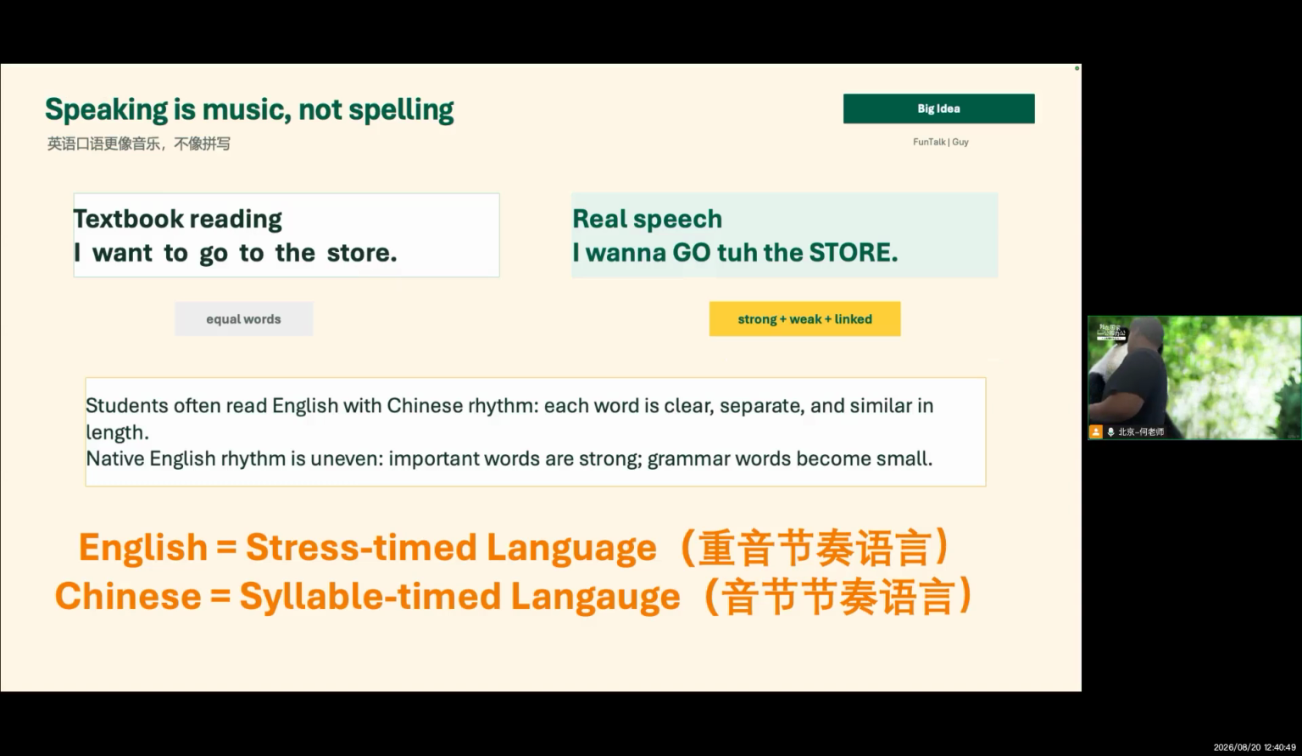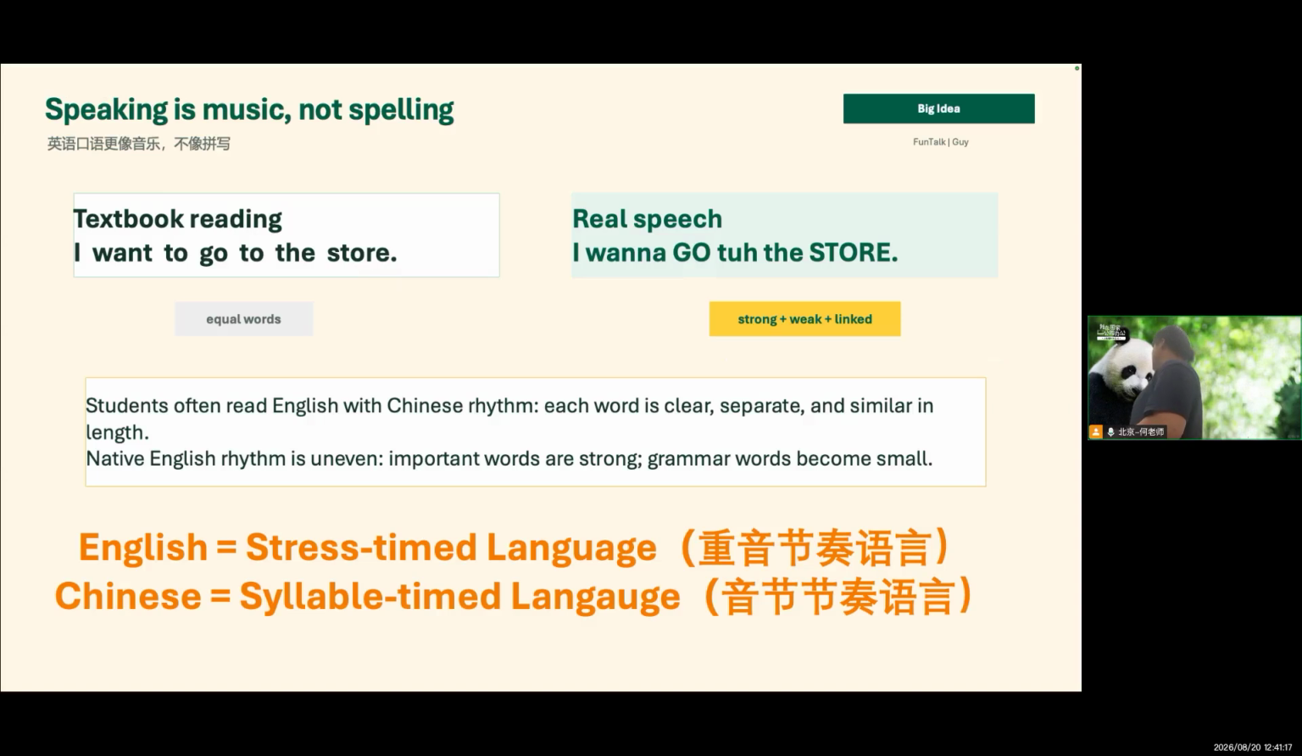English is a stress-timed language. Here in Chinese, it's called 重音节奏语言. And then Chinese is a syllable-timed language, 音节节奏语言. I don't know if you heard of that. Has anyone heard of this before? If you have, you can raise your hand. Okay, you have. Okay. So not that many people. So what does this mean?